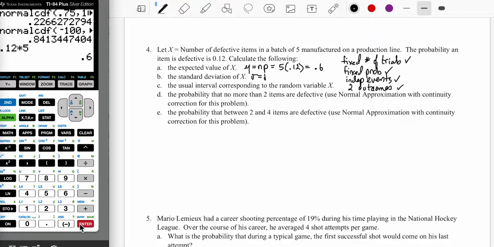Sigma is the square root of npq. It's really np times 1 minus p, but a lot of folks will write npq, where q is representative of 1 minus p, just to make it a little simpler. Either way, it's more intuitive than anything else, because q is the probability of failure and p is the probability of success. So we're looking at 5 times 0.12 times 0.88.